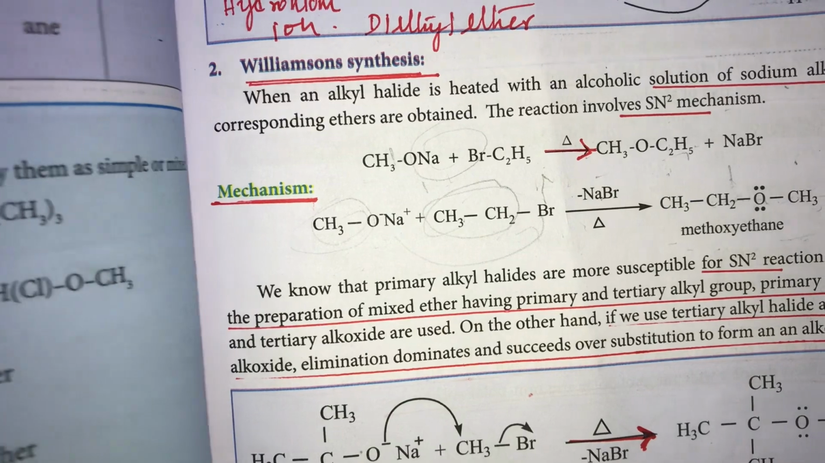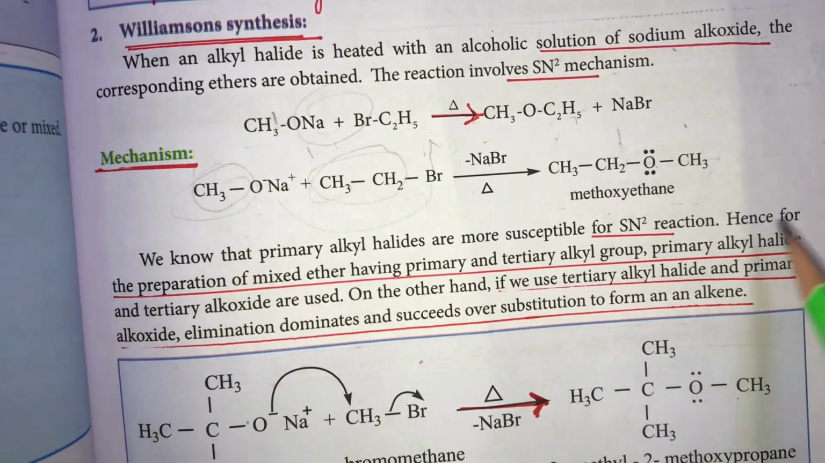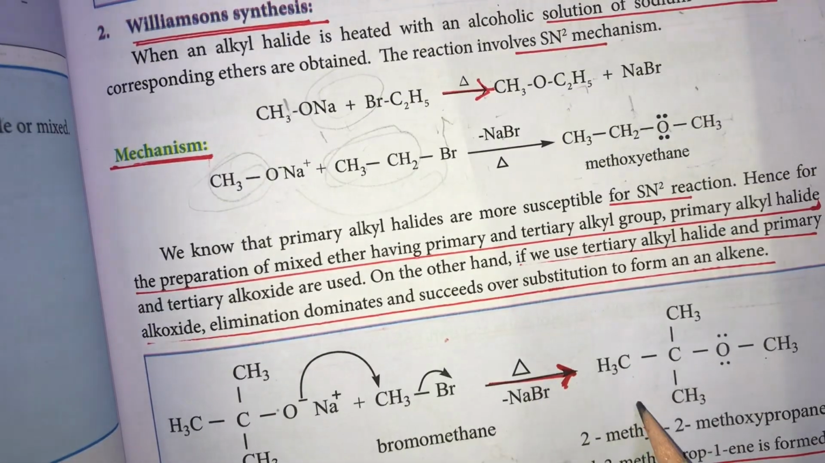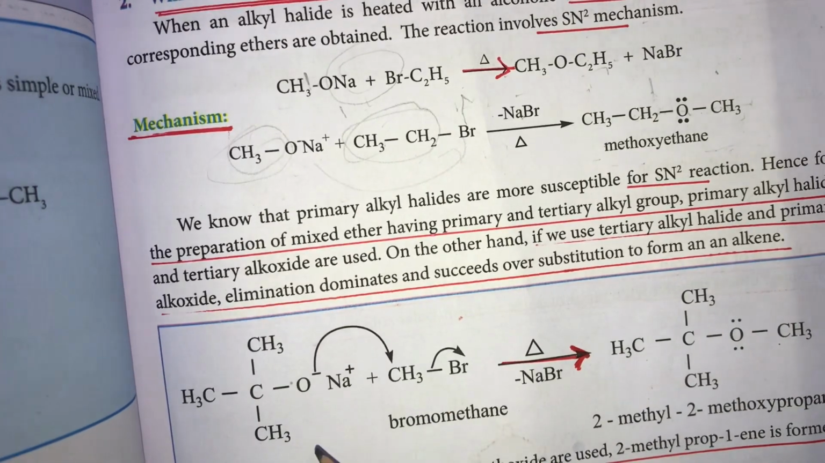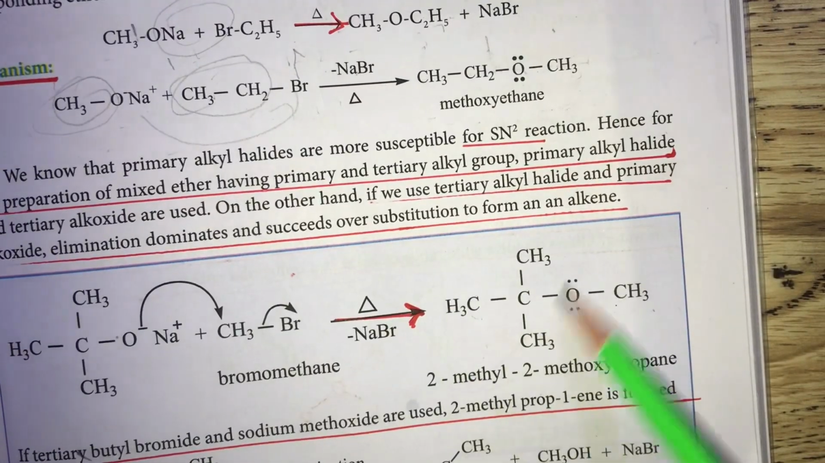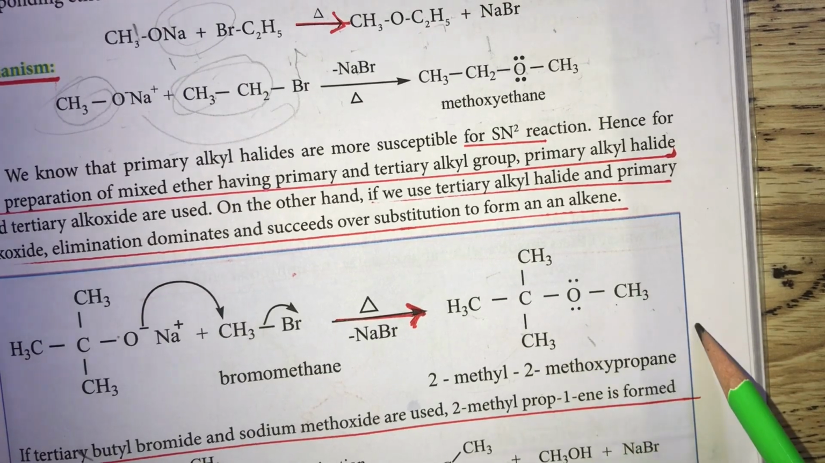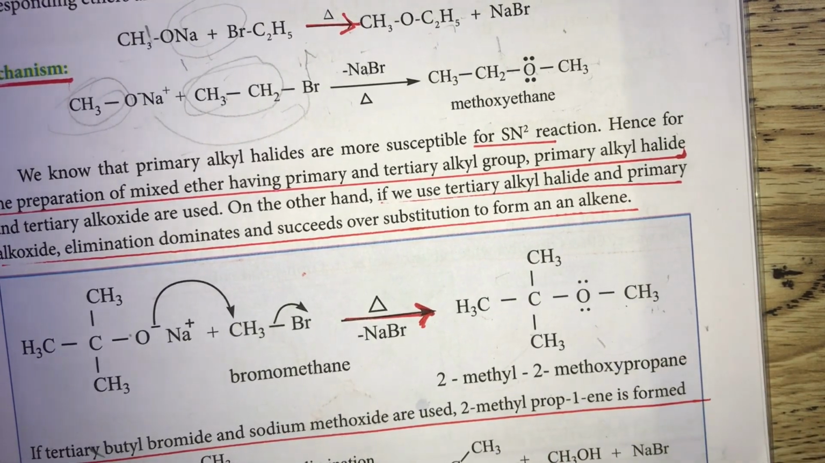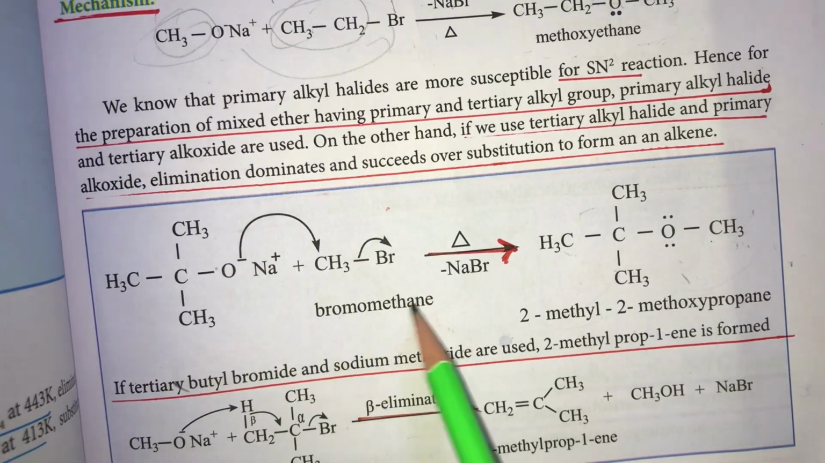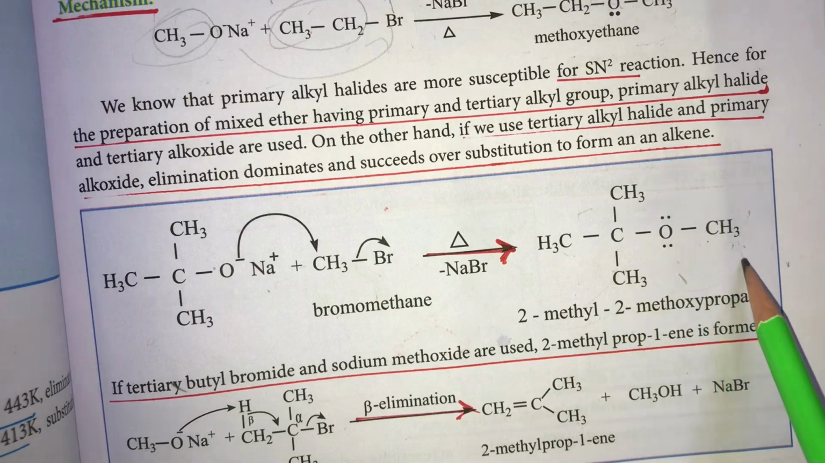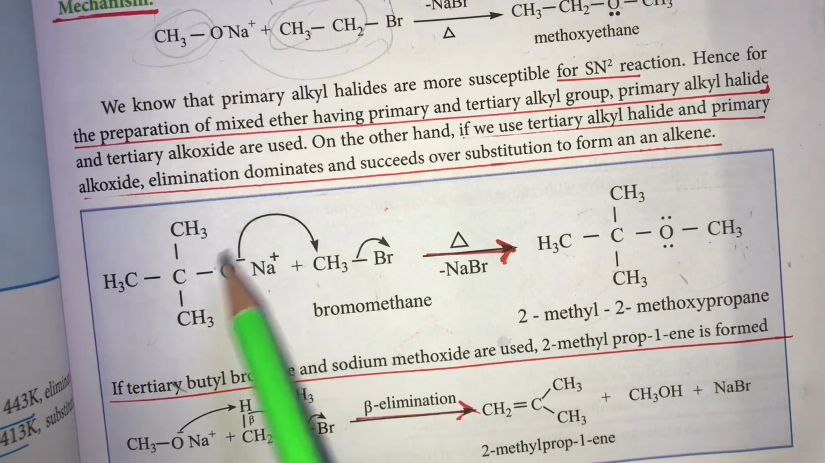Here the reaction follows the SN2 mechanism, or SN2 reaction. First the formation of an intermediate results in the formation of the product. Now consider a tertiary group on one side of the oxygen, and on the other side of the oxygen a methyl group is present. If we need this ether, we have to take the primary alkyl halide and the tertiary alkoxide. So Na and Br react to form NaBr, and in that place the methyl group gets substituted.